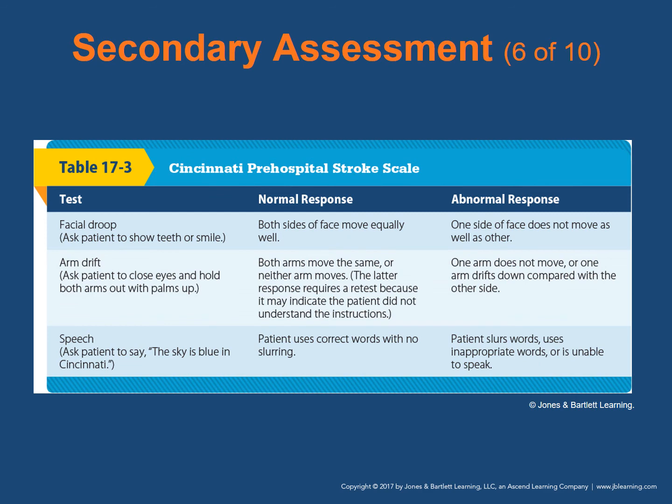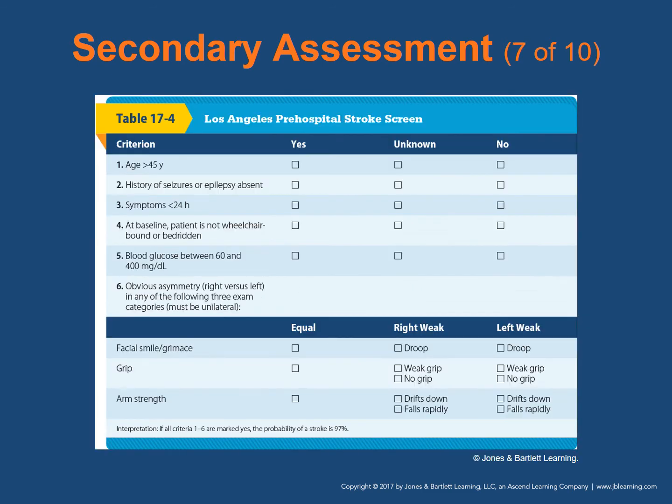This table 17.3 shows you what you're looking for, abnormal response, and kind of what you can expect to see or hope to see if the patient is having a stroke. You can see the pre-hospital stroke scale from Los Angeles is a bit more specific. So you're looking at the risk.